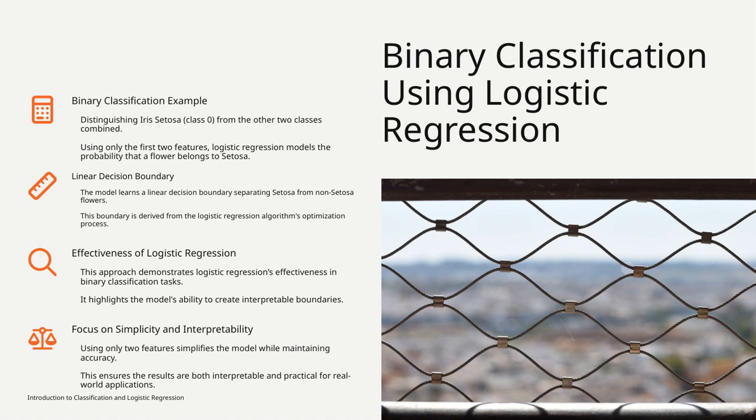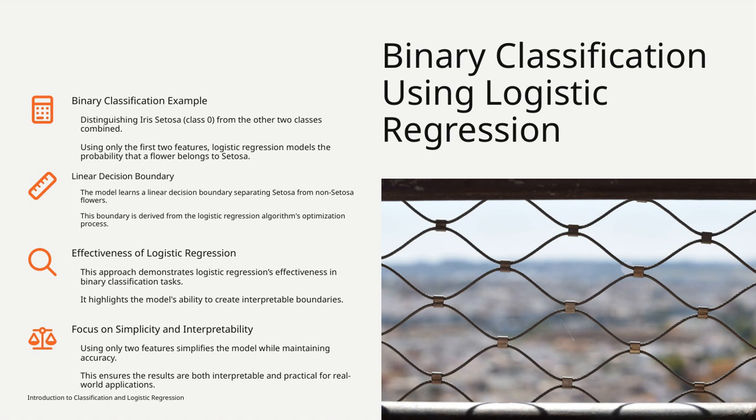Logistic regression helps us model the probability that a flower is setosa based on these features. It does this by learning what we call a linear decision boundary. That is, a straight line that separates setosa from the others in the feature space. This boundary isn't arbitrary. It's derived directly from the optimization process of the logistic regression algorithm. The model adjusts this line to best separate the classes, which leads to effective classification.